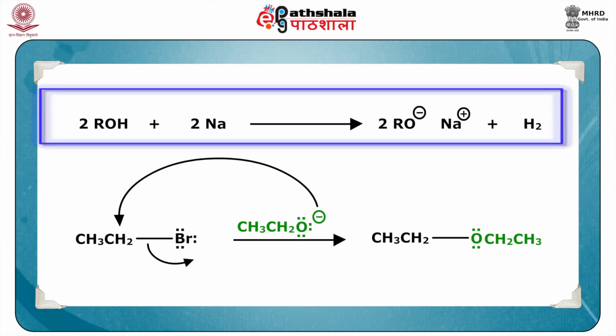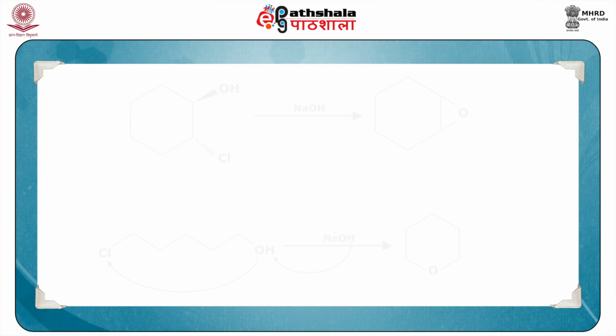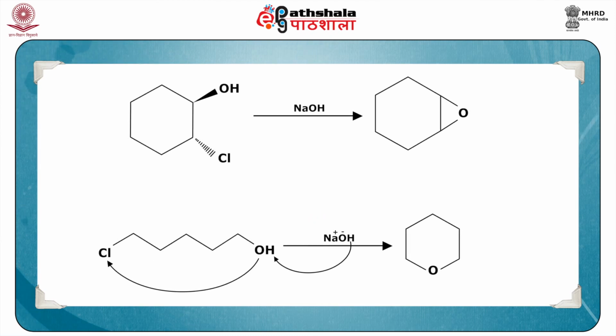So, you can clearly see ROH reacts with sodium and gives you RO minus, the alkoxide ion, and as compared to alcohol, the RO minus is a stronger nucleophile. It will readily attack this primary halide and give you this ether via the SN2 mechanism. This method can also produce cyclic as well as acyclic ethers.